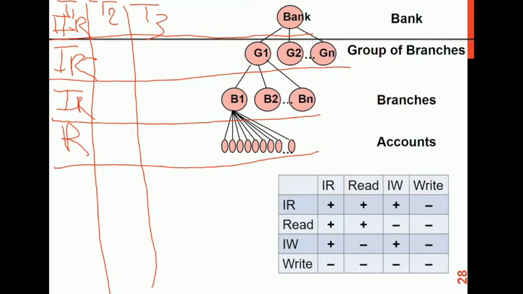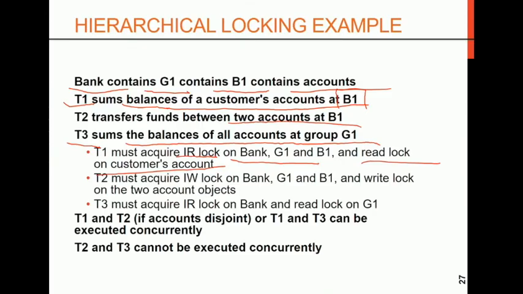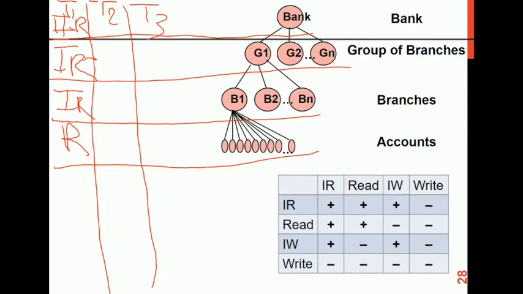Okay, so that's transaction number 1. Transaction 2 transfers funds between two accounts in B1. So you have to lock the accounts in a write sense, because as you run the transaction, you don't want anybody else to be able to access it at the same time, because there's writing going on. So this is an intention to write, an intention to write, an intention to write, and here you're going to write to some of the objects in there.